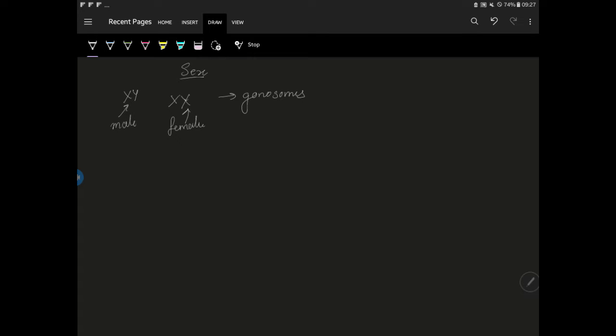So if there is a trait which is carried by the X chromosome, the X gonosome carries a specific trait for, say, hemophilia. Let's say it's carried, so that's going to be an H there. Hemophilia is recessive. That's how we notate it, but we write it as a superscript. So if the male has hemophilia, it'll be like so.